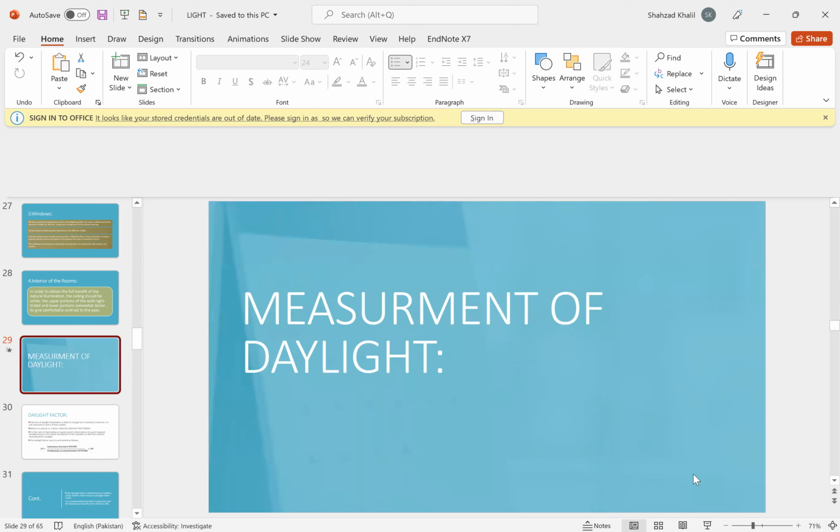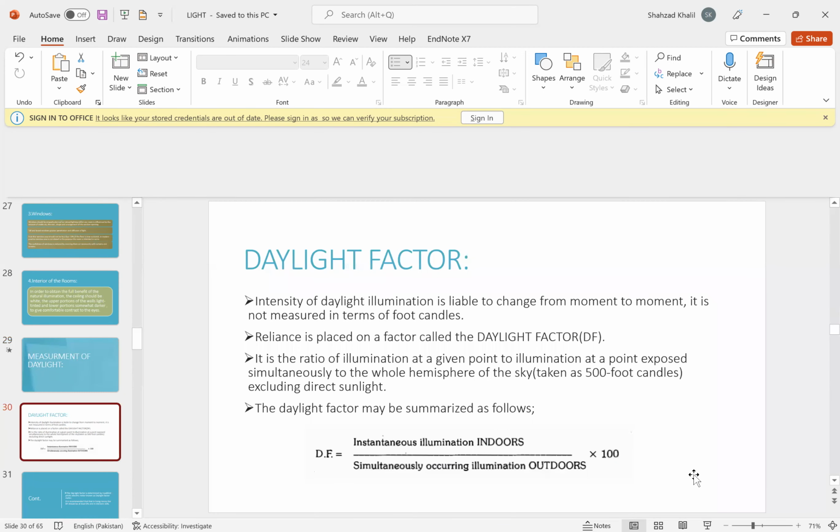Measurement of daylight. Daylight factor. Intensity of daylight illumination is liable to change from moment to moment. It is not measured in terms of foot candles. Reliance is placed on a factor called the daylight factor, or DF. It is a ratio of illumination at a given point to illumination at a point exposed simultaneously to the whole hemisphere of the sky, taken as 500 foot candles, excluding direct sunlight.